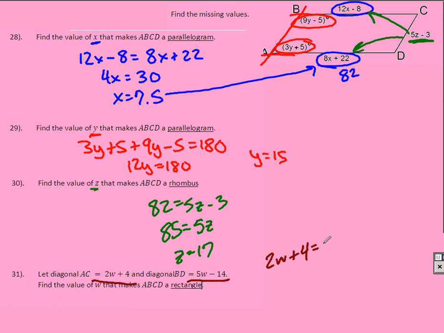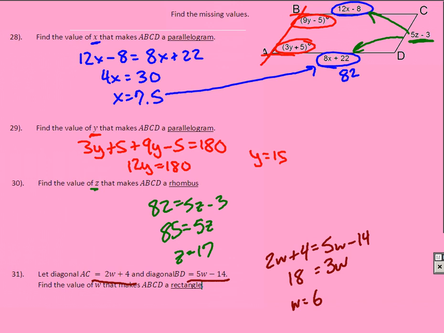2w plus 4 equals 5w minus 14. Subtract 2w to give me 3w on this side. Add 4 will give me 18 equals 3w. Then divide by 3, and I should get my value of w is equal to 6 for that one.